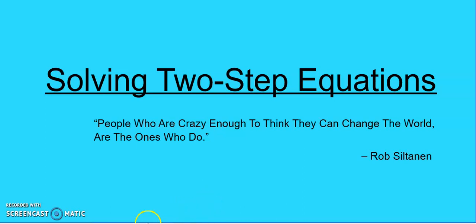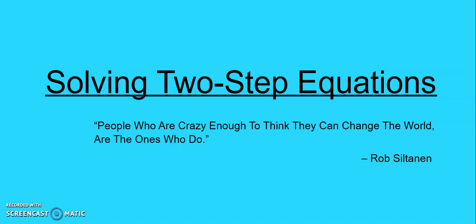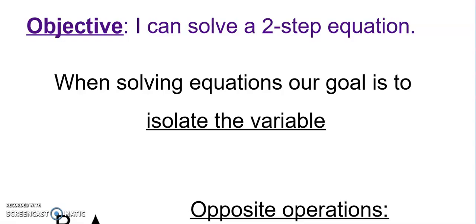Okay, so today we are going to be learning about how to solve two-step equations. So our objective today is I can solve a two-step equation. Now, when solving equations, our goal is to always isolate the variable. That means we want to get the variable alone. We know we are finished solving the equation if we have the variable equals a number.